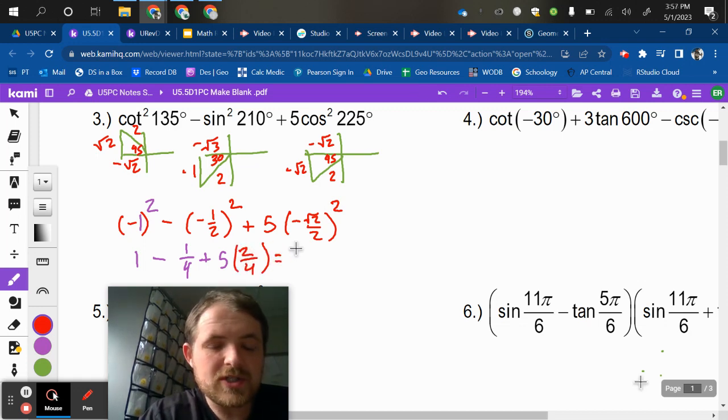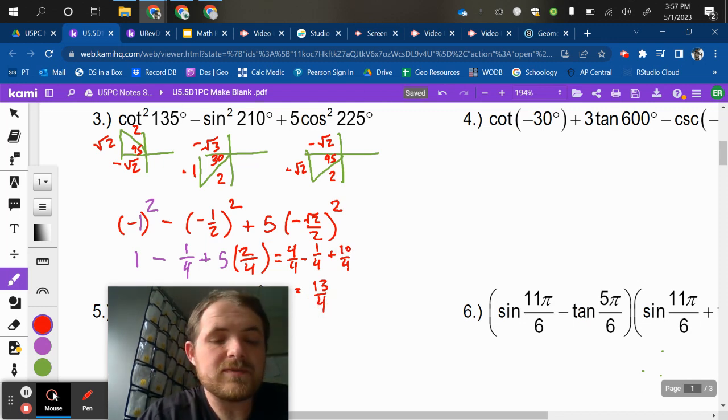Simplifying that situation to 4 over 4 minus 1 over 4 plus 10 over 4, which gives you a final answer of 13 over 4. So all that madness would simplify down to 13 over 4.